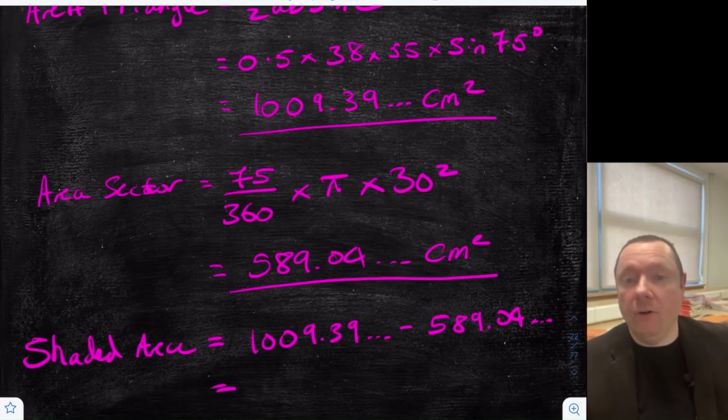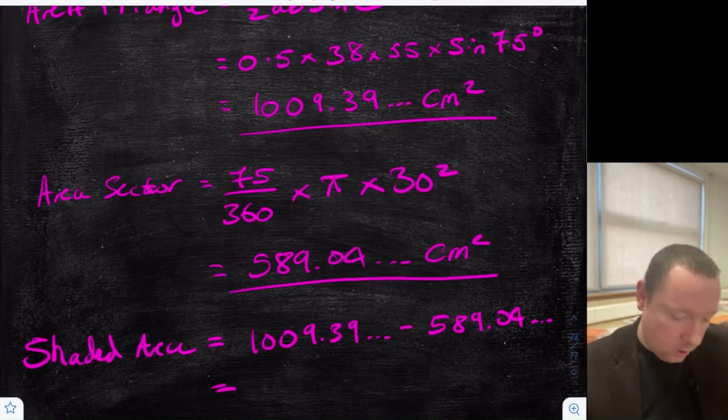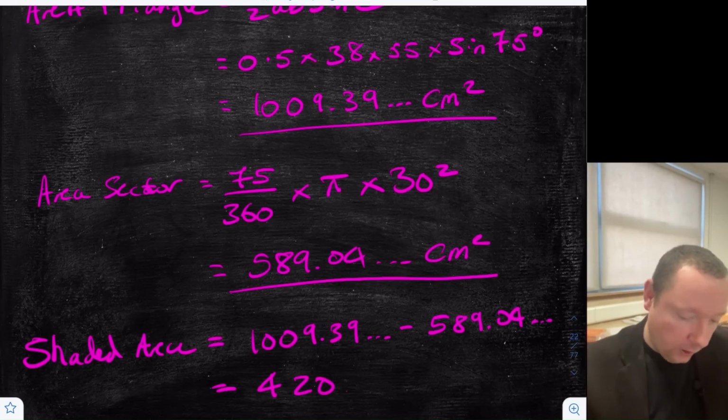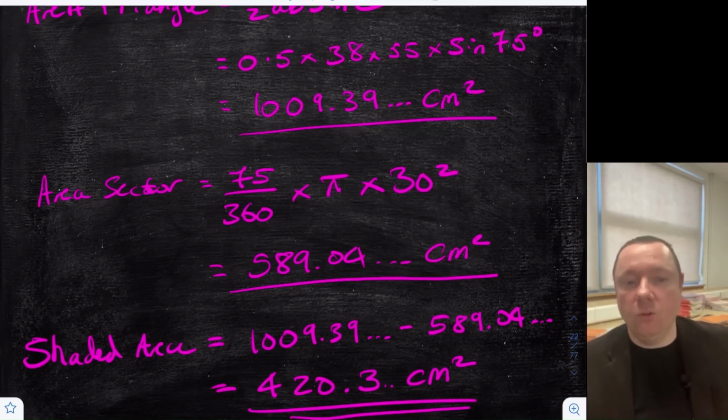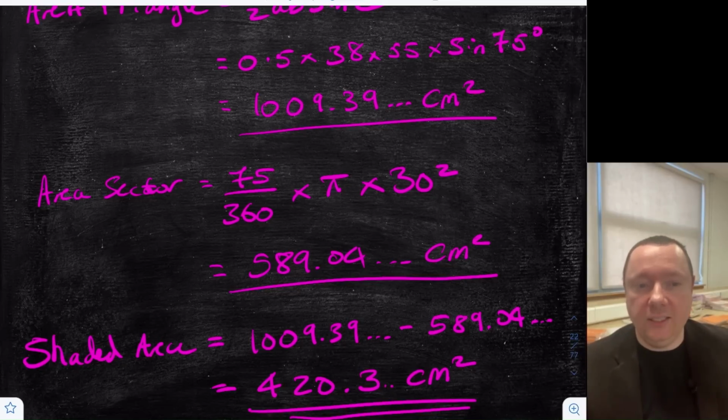And we get a mark for just writing that down, and then a mark for our final answer, which is about 420.3 centimetres squared. And also I'm putting the approximately sign because I've not rounded, but 420 would be fine, or 420.3 centimetres squared would be fine as well.